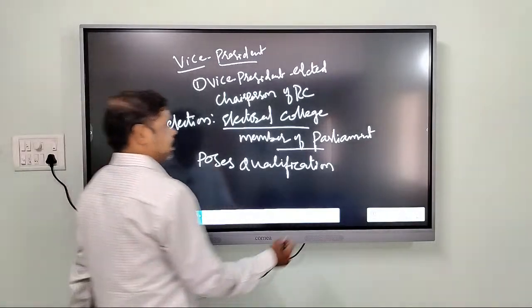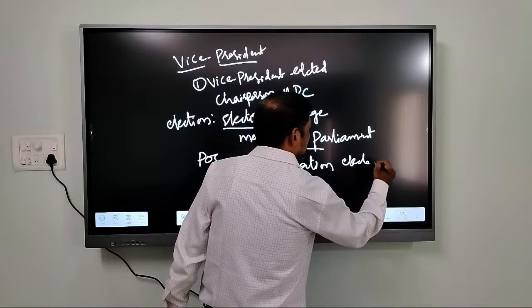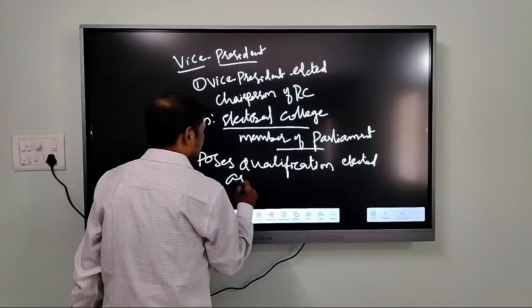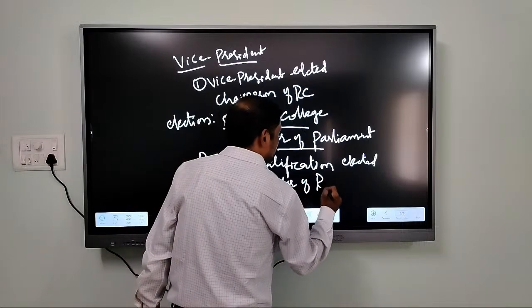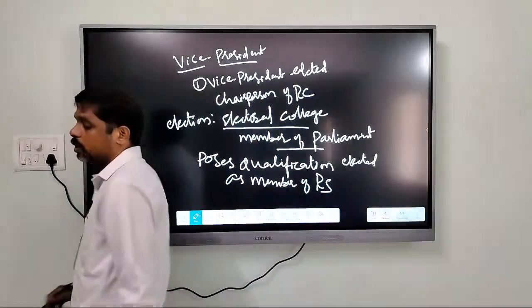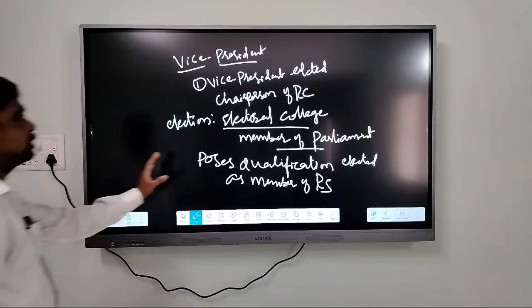The twist here is, in case of Vice President, the Vice President should possess all the qualifications that are required to get elected as member of Rajya Sabha. In case of President, it requires the qualifications of a member of Lok Sabha, whereas in case of Vice President, it is the qualification of a member of Rajya Sabha. Right? So again you see this change. Except this, all are same.